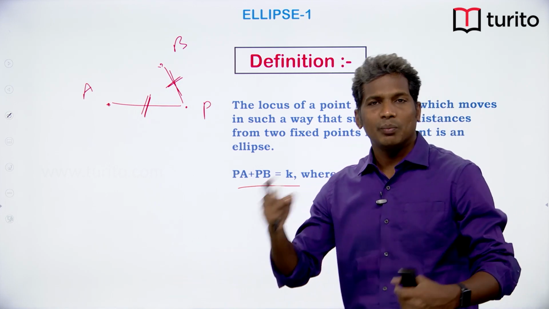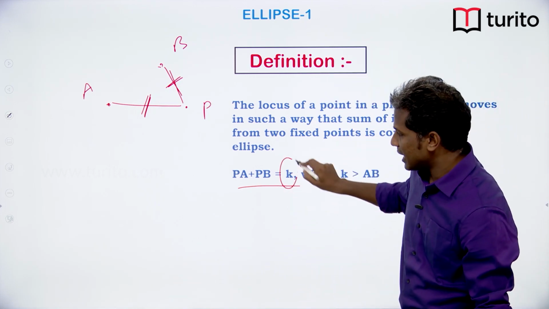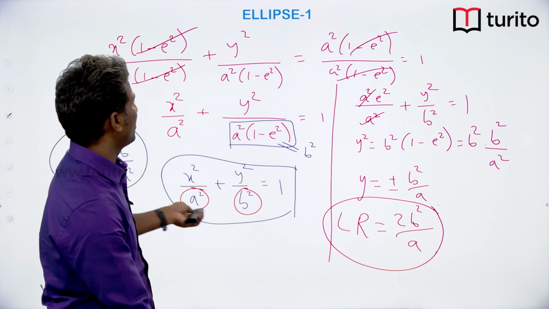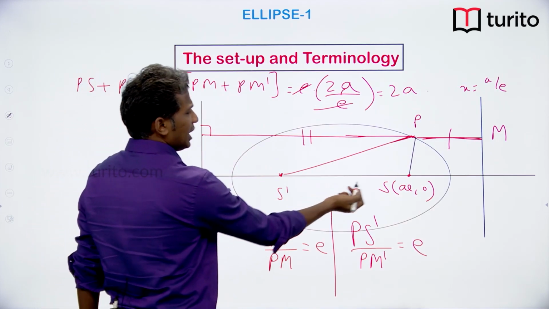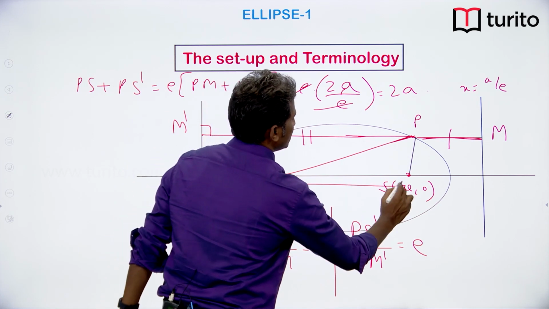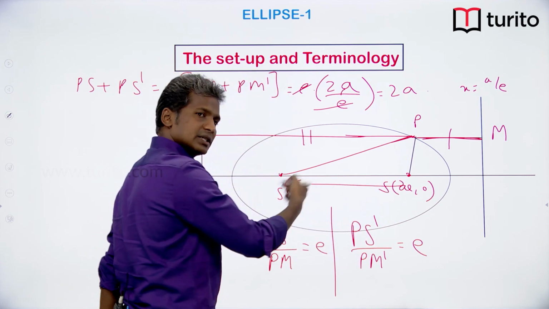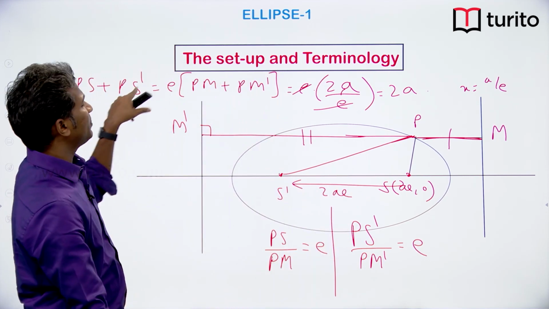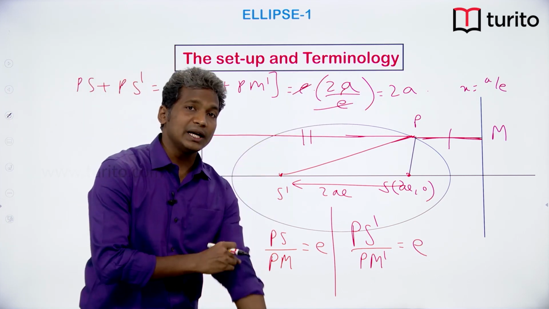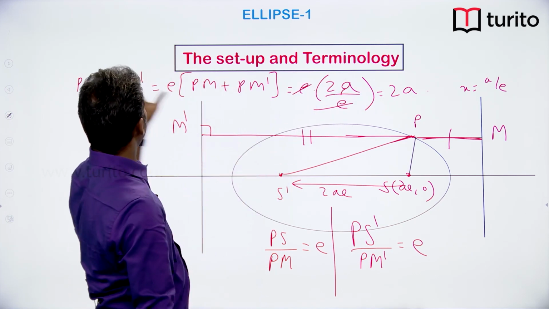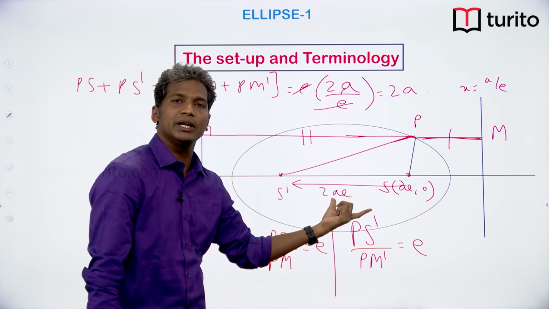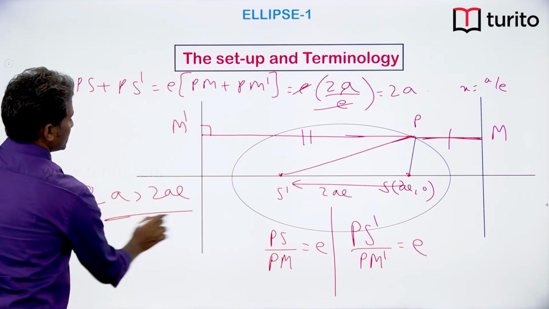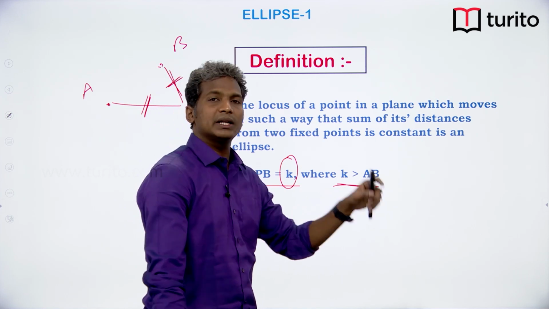It is an ellipse. But there is a condition: this K must be greater than AB. Why is this condition? Let us go back and check once again. A and B are basically these two fixed points. The distance between these two fixed points, which is the distance between foci, is 2AE. And what is the sum of PS and PS dash? It is 2A, and we know that E is less than 1. So the sum of these two distances must be greater than 2AE, because 2A is always greater than 2AE. That is exactly why this K should be greater than AB.